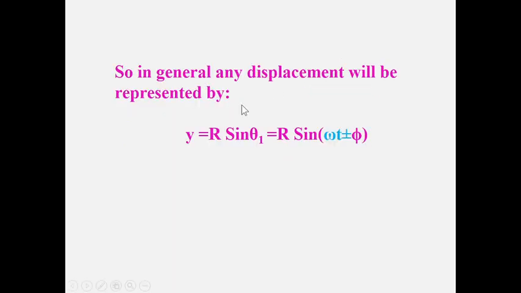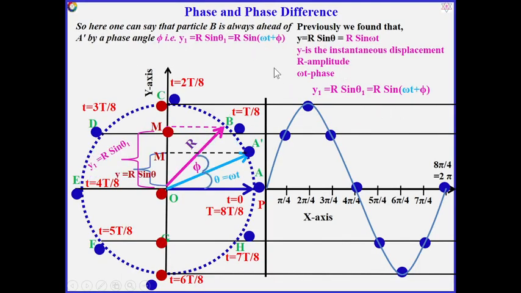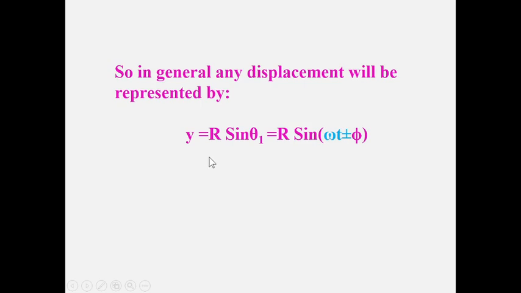So in general, any instantaneous displacement will be represented by r sin theta 1. This theta 1 may be omega t plus phi or maybe omega t minus phi. So on the basis of lagging and leading, on the basis of the situation of the two particles, it will be plus phi or it will be minus phi. So in general, it can be written as y equal to r sin theta 1, or equal to r sin omega t plus or minus phi.